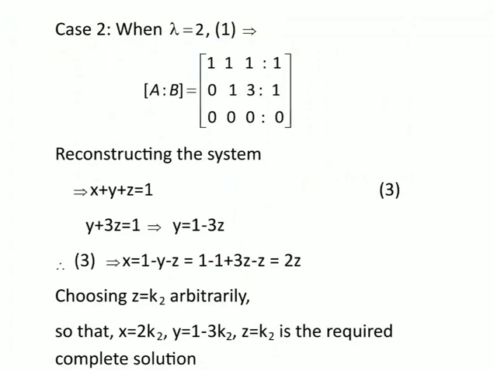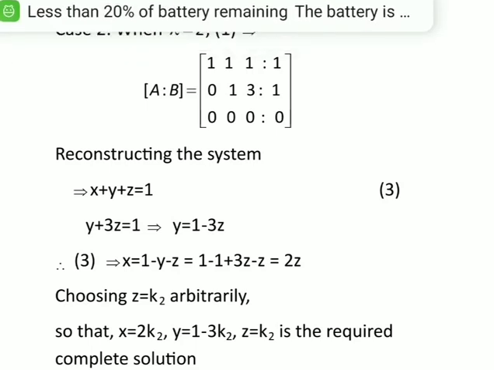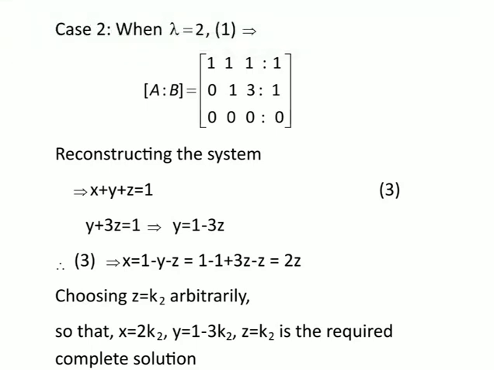The second case is when lambda equals 2. Then in the given matrix A colon B, you substitute the value of lambda and you will get this matrix. Now reconstructing the system from this, we have x plus y plus z equals 1, and y plus 3z equals 1. So this implies y equals 1 minus 3z.